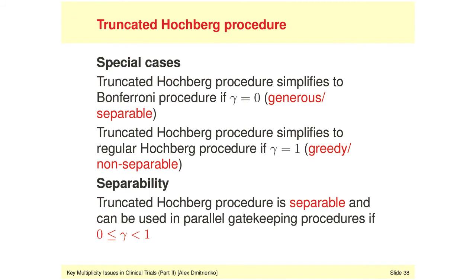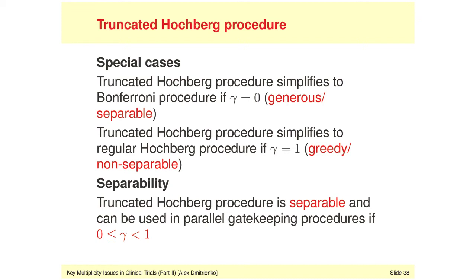The most important properties of any truncated Hochberg procedure are presented on this slide. It is very helpful to consider the following special cases. It is very important to remember that if gamma, which is the truncation parameter, is set to 0, we end up with a generous or separable procedure, because in this case, a truncated Hochberg procedure simplifies to the basic Bonferroni procedure. This will be one extreme. The other extreme is achieved when the truncation parameter is set to 1. In this case, the truncated Hochberg procedure simplifies to the regular Hochberg, and we end up with a greedy or non-separable procedure.